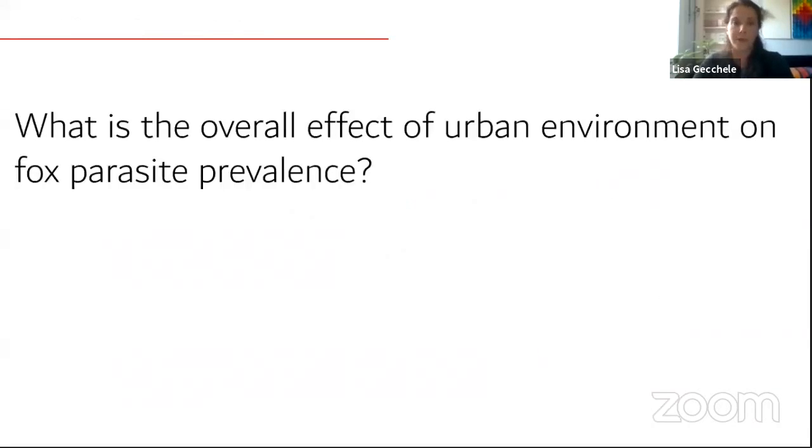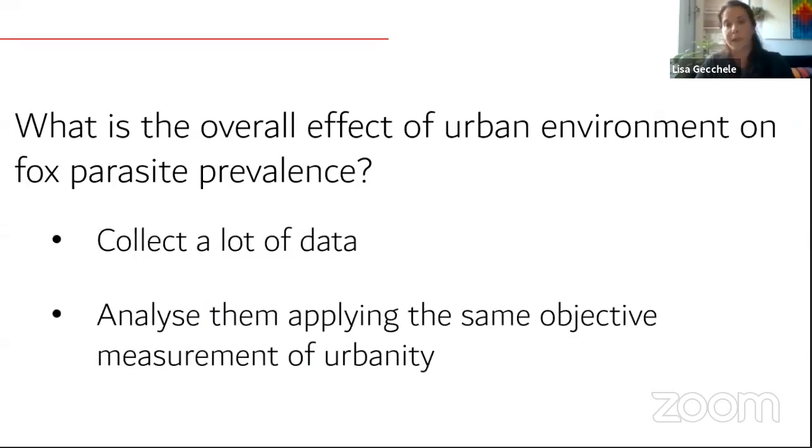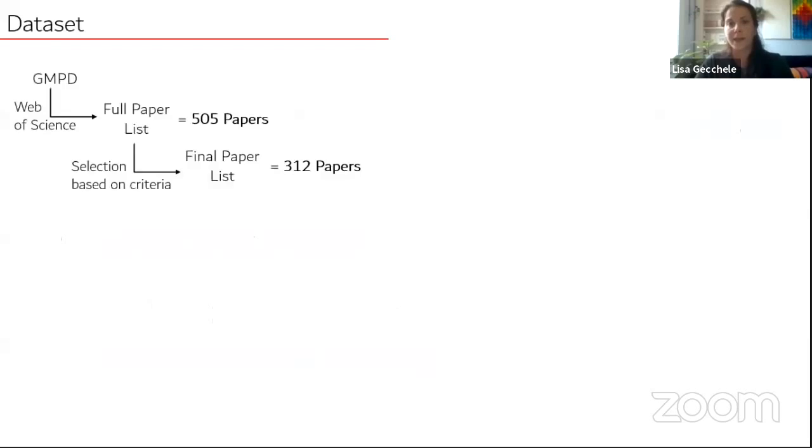And so this brings us to the question that started this whole thing: I wanted to determine what the overall effect of the urban environment on fox parasite prevalence is. To do this, I had a really simple two-step plan, which was to collect a lot of data and then analyze this data using the same objective measurement of urbanity. To collect my data, I started as a quite normal meta-analysis: went to Web of Science, selected the papers, then selected them further according to a number of criteria.